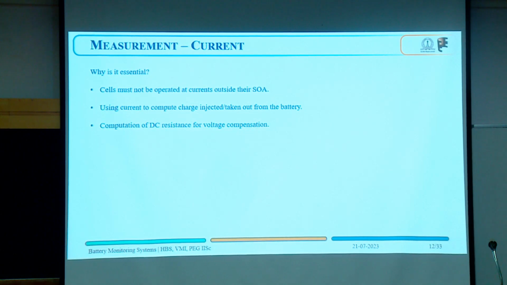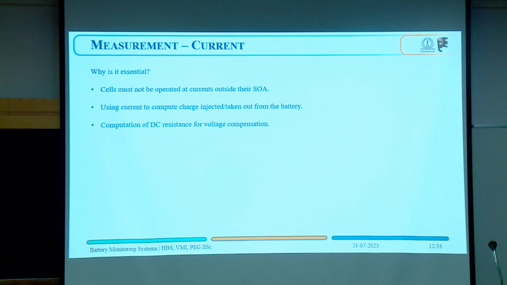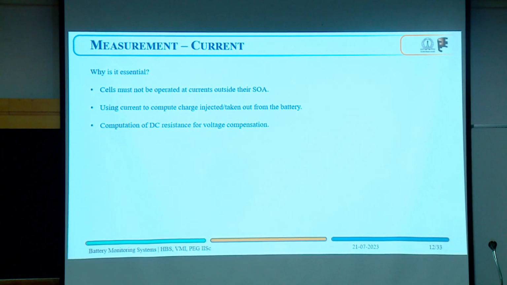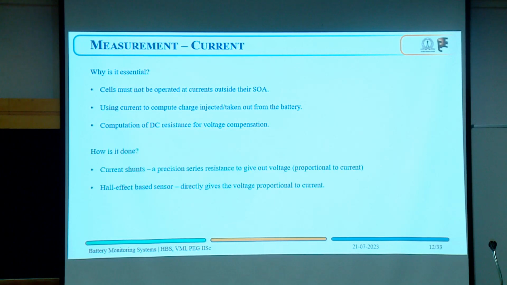So we will look at one of the algorithms. And then there is the use of current for computation of the internal resistance for voltage compensation. While using balancers and all, based on the cell capacities and temperatures, the internal resistance of different cells can vary. If we want to compensate for those changes, then we have to use the currents flowing through those cells. So how do we achieve that? We can use current shunts.